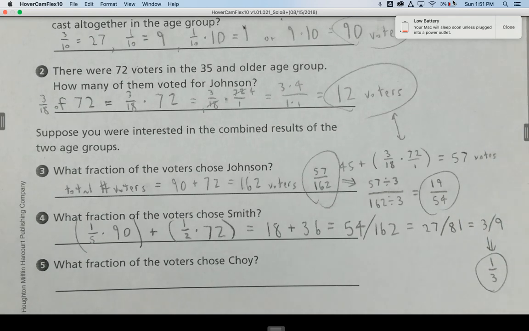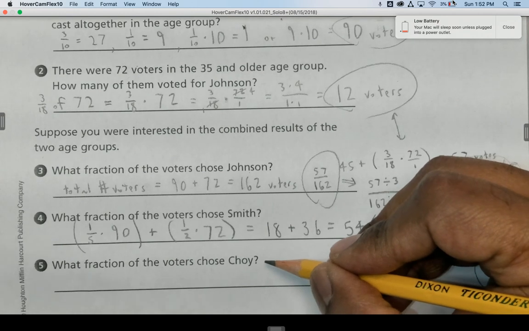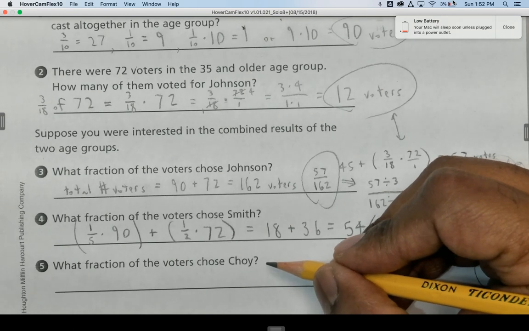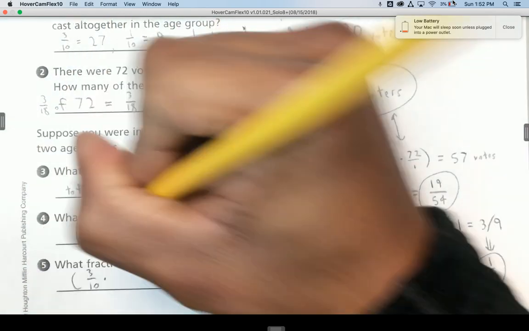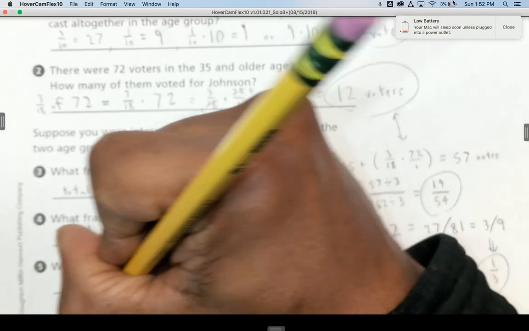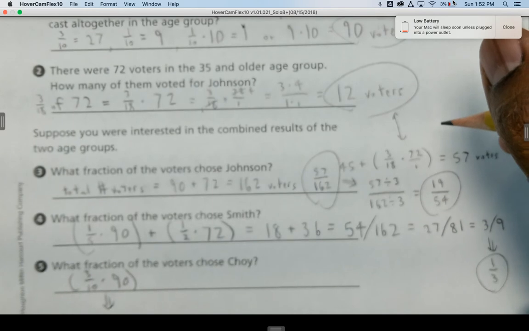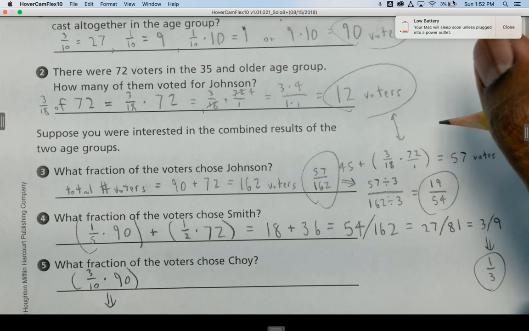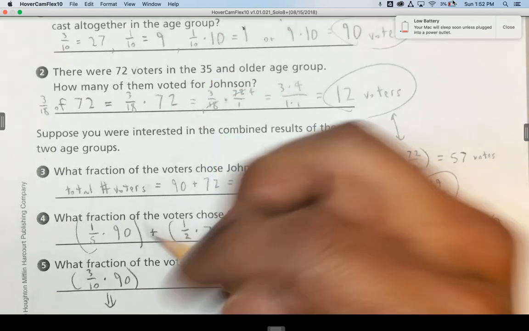All right. What fraction of the voters chose Choi? Choi got 3/10 of the young crowd. So we have to calculate 3/10 of 90, which I'm just going to do as mental math right here using cross-canceling. And actually it tells us in the first problem that Choi got 27 votes.